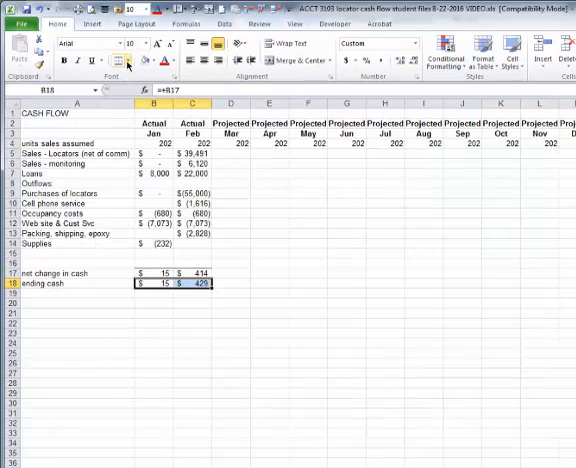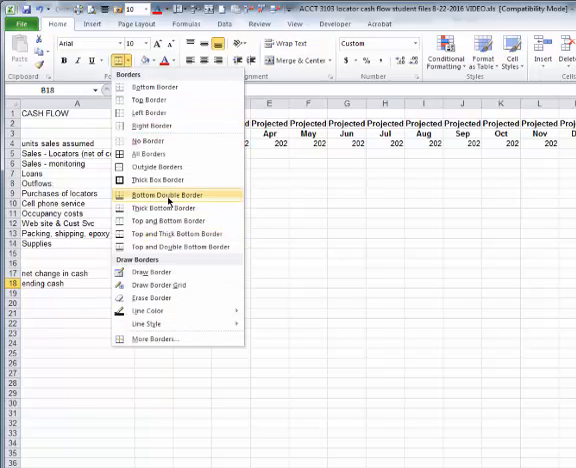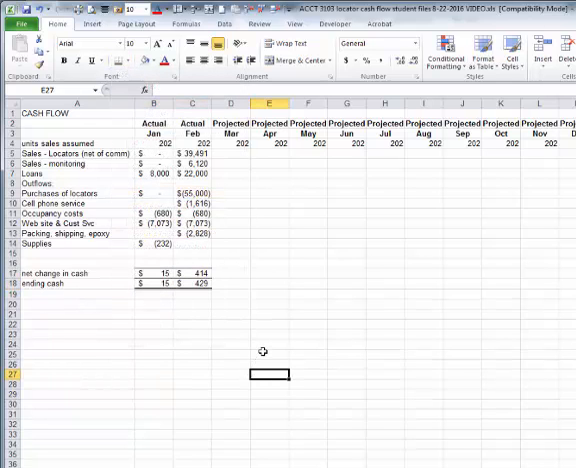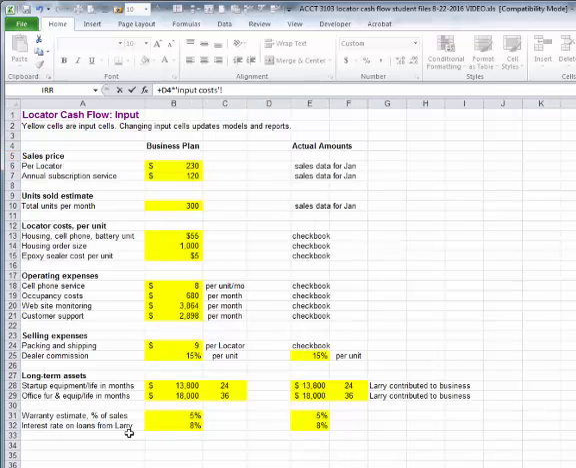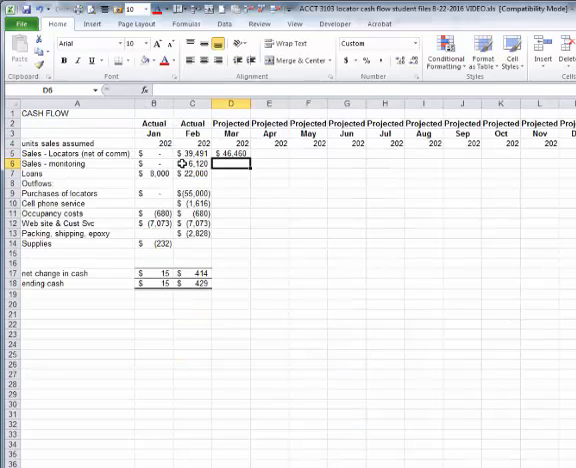Now, the question is, what do we expect in the future? So we have to make some reasonable assumptions. So let's start with locators. We can assume, well, let's not assume any price change, although you could assume that, and if you do, then put the assumption on the input tab and refer to it and tell your client about it so your client can change the assumption. But let's just assume that it's going to be units sold times the sales price in the original assumption.